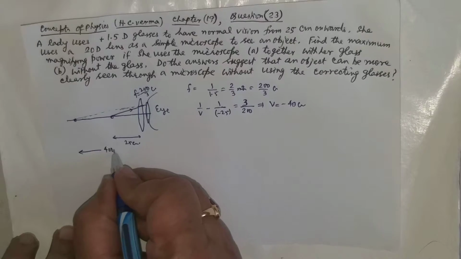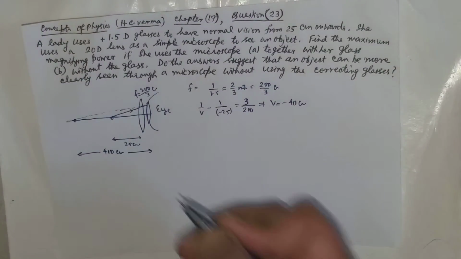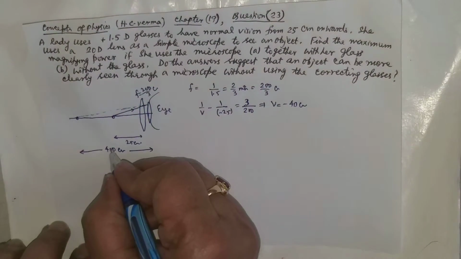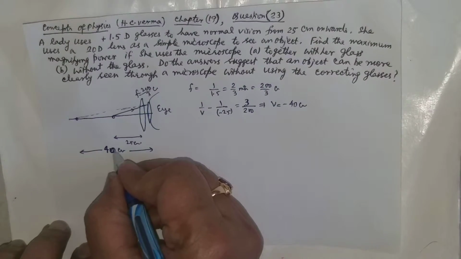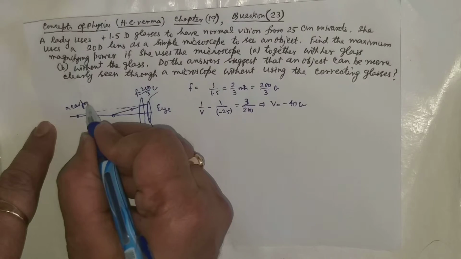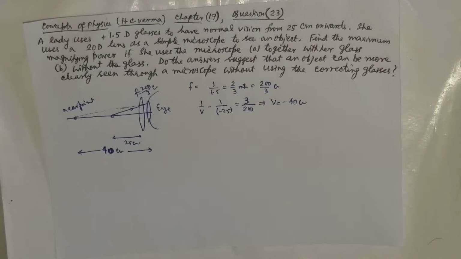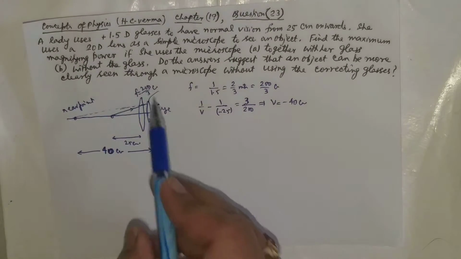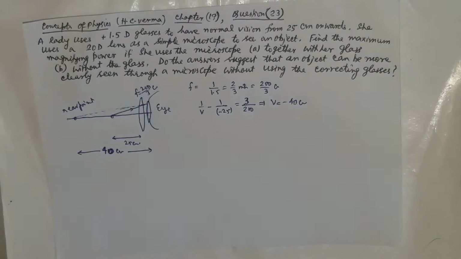So the near point of this eye has gone up to 40 centimeter. This is the near point of the eye. Then what they are asking is, if she uses the microscope together with her glass.